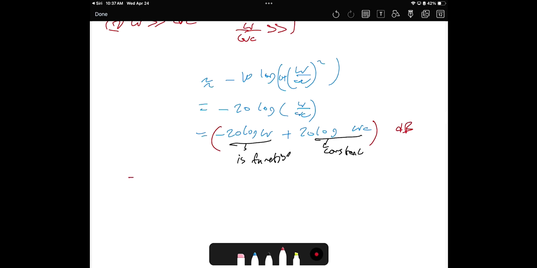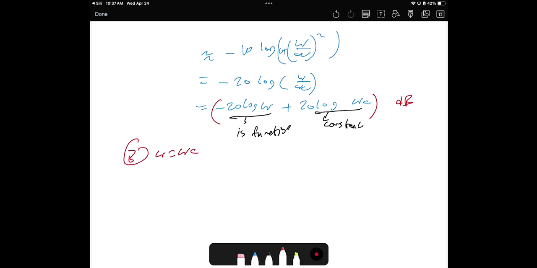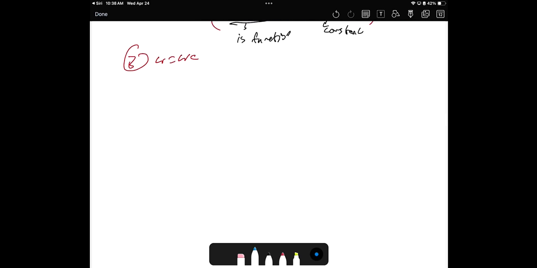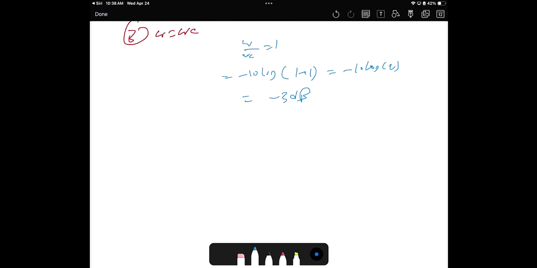Then the last case: if omega equals omega c, what will happen? When omega equals omega c, this makes omega over omega c equal to 1. Then as a result, it will be negative 10 log of 1 plus 1, which is negative 10 log of 2, and we said this will be negative 3 dB.